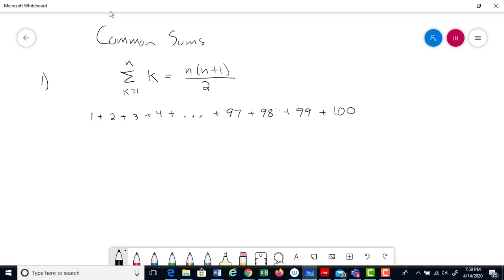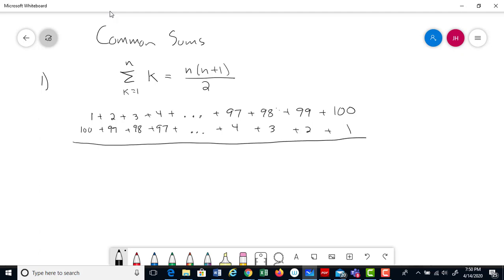So he says, well, what if I flipped them around? I know that this would be the same thing. So what if I did 100 plus 99 plus 98 plus 97 plus dot dot dot plus 4 plus 3 plus 2 plus 1. Now you know that each one of these lines is equal. So let's add them vertically, since addition is commutative and associative, I can add in any order I want. If I add this and this, I'm going to get double what I need, but I can always divide things by 2 quickly.